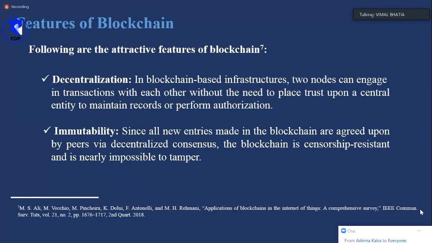So I think these things will also come into the future once blockchain gets embedded in our daily lives. Immutability. Now, since all the entities made in blockchain are agreed upon by peers via decentralized consensus, the blockchain is censorship resistant because there's no central authority which is looking at it, and that's where there's always a tussle between the centralized authorities like RBI and others, and then different decentralized ones. This will go on, but in my opinion, this will go on for some time, and it'll eventually have to converge somewhere. There might be some hybrid forms that may appear in the future, but let's see. But it will probably happen in this decade itself.